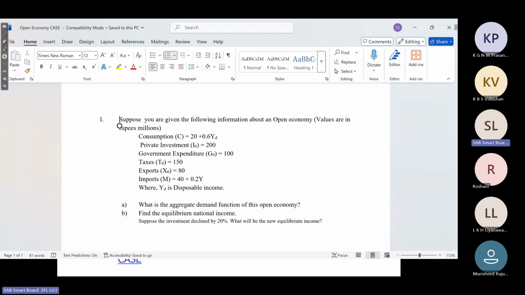20 plus 0.6y minus 0.6 into 150, how much? 90. 90, okay. 0.6 into 150 is 90, plus 380 minus 40 means 340 minus 0.2y. Right?